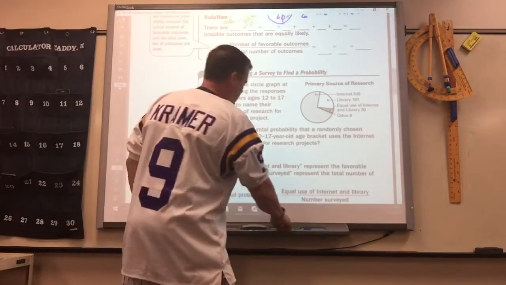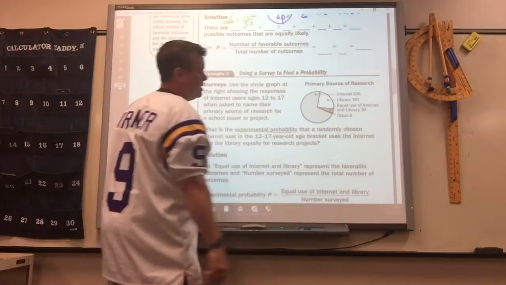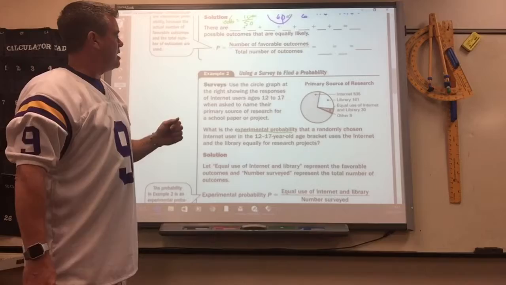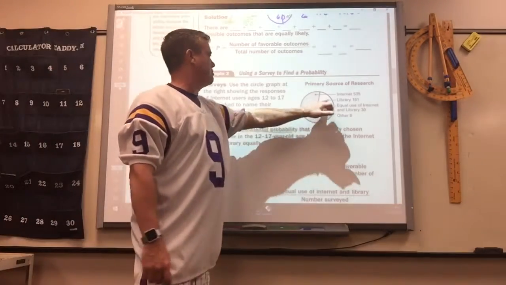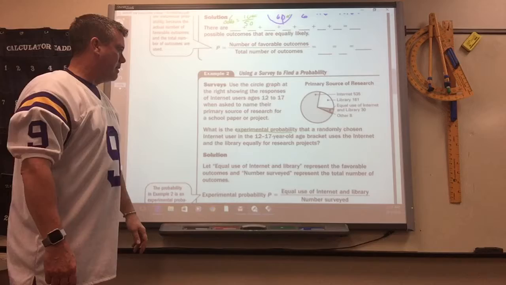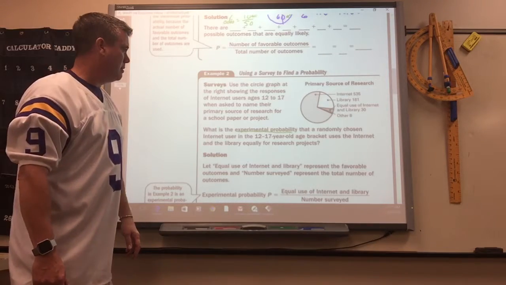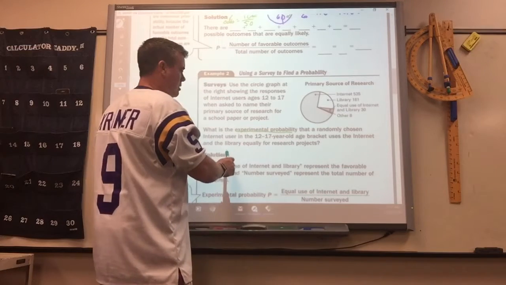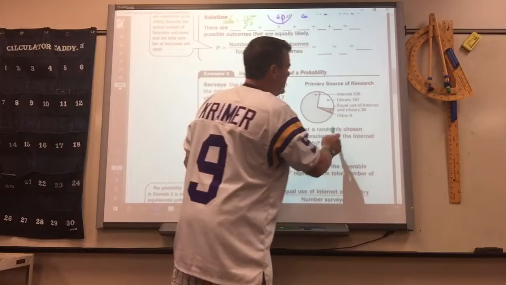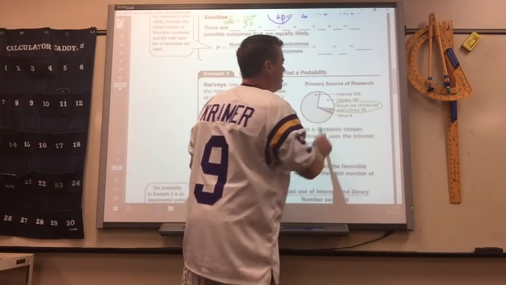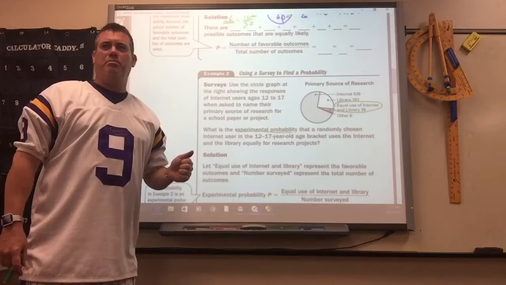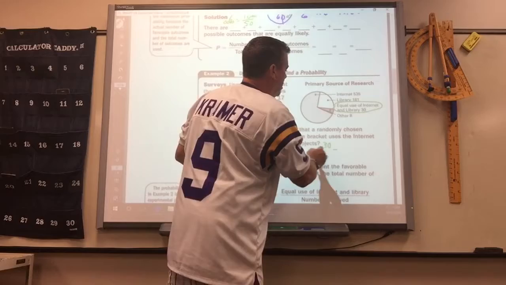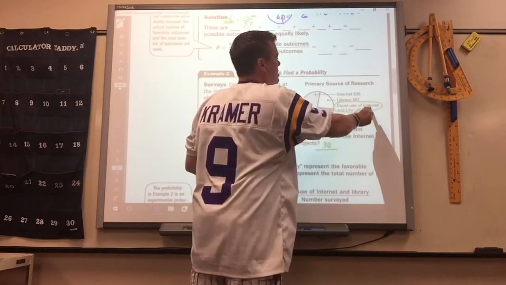So here's another probability. It's an experimental probability. You do it the same way, you just use the numbers that they found. This has a primary source of research for a school paper or project. They want the probability that a randomly chosen internet user uses the internet and library equally. So the probability of that would be, what's the top number? 30, over the total, which you'd have to add all these up.